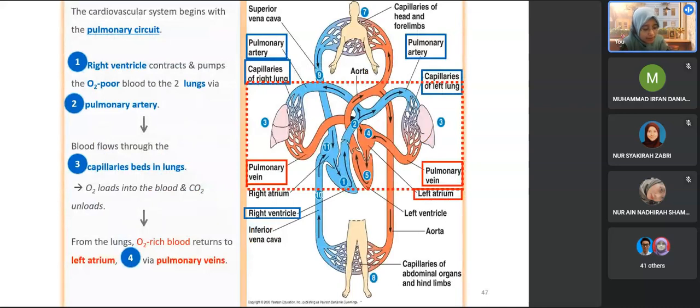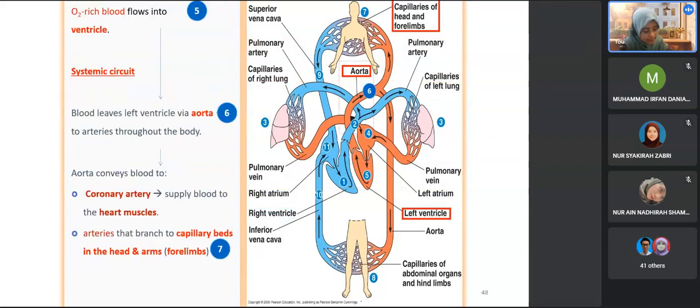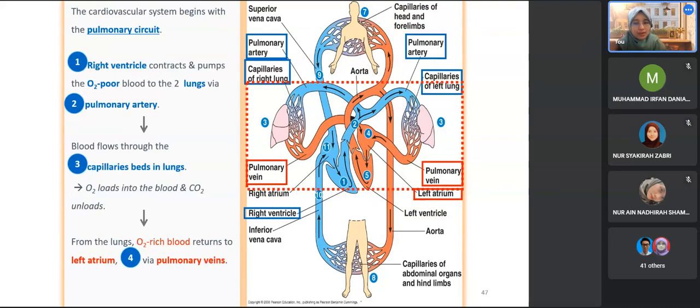Okay, so the cardiovascular system begins with the pulmonary circuit. Sebenarnya saya dah cerita dah semua ni sebenarnya. Tapi tak apa, kita go again. Okay, one by one, kita tengok dekat point dia.